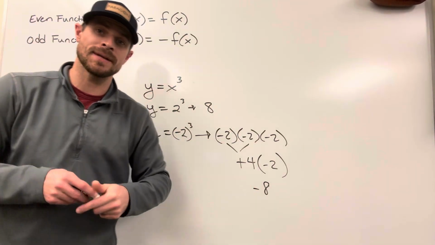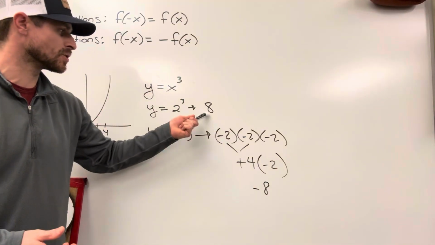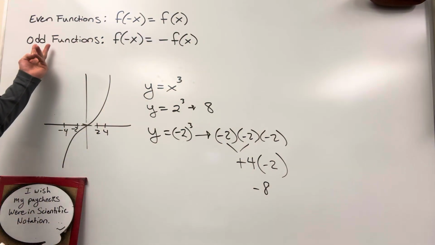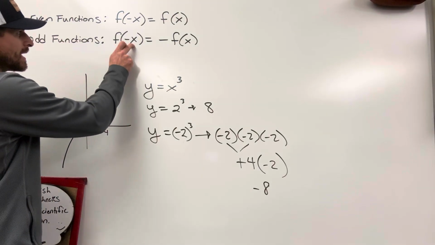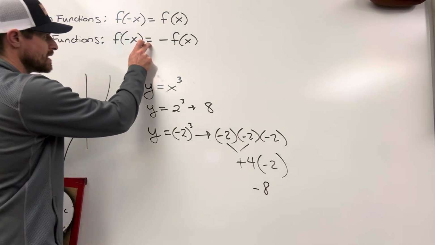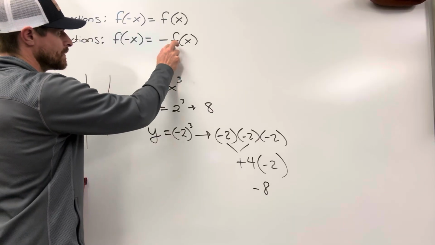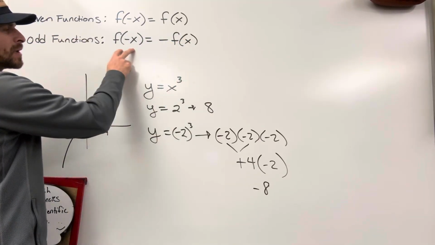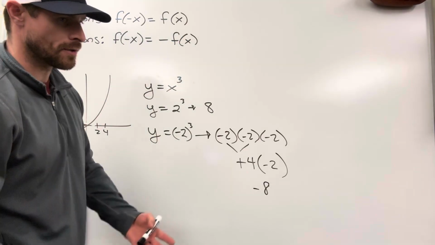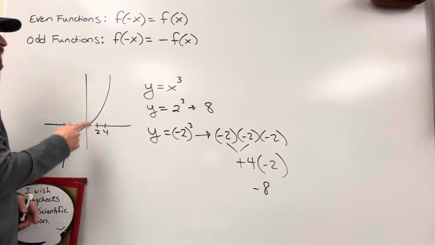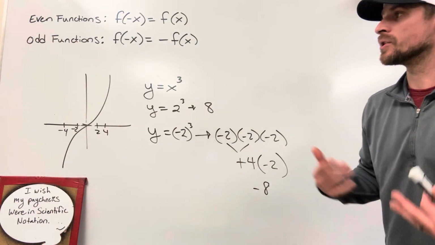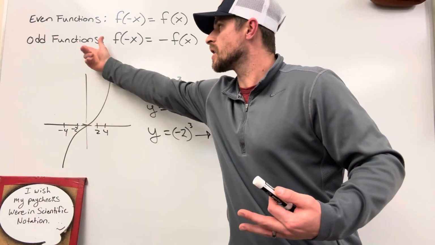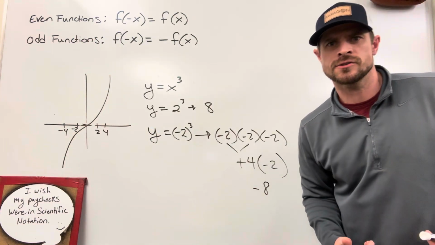So what ends up happening here is because we got opposite results, that would be an example of an odd function. And the rule for this is f of negative x has to be equivalent to the opposite of f of x. I'll also show you how to algebraically determine whether or not functions are odd here in just a second.